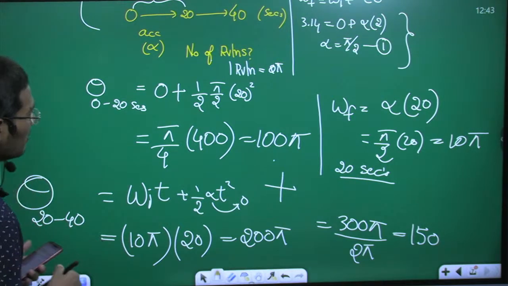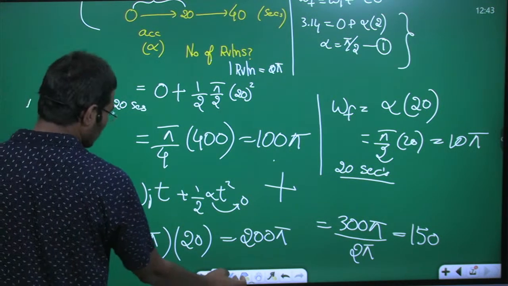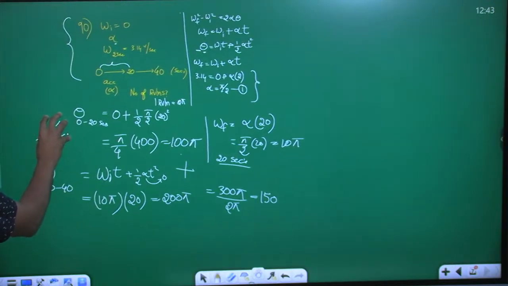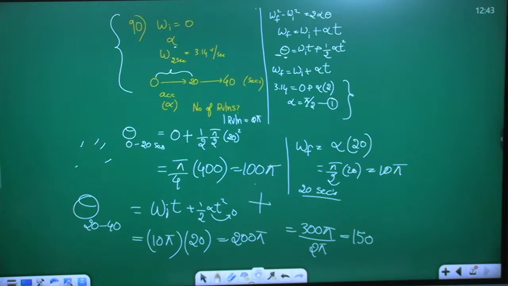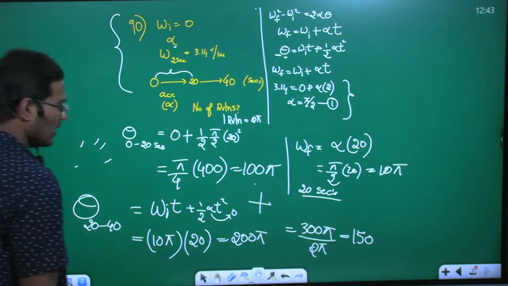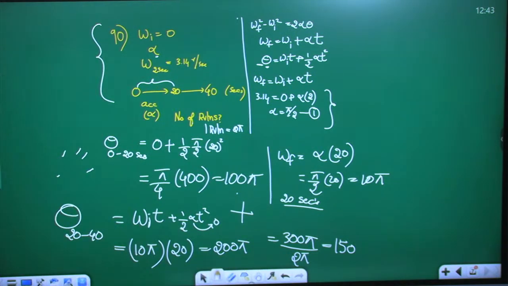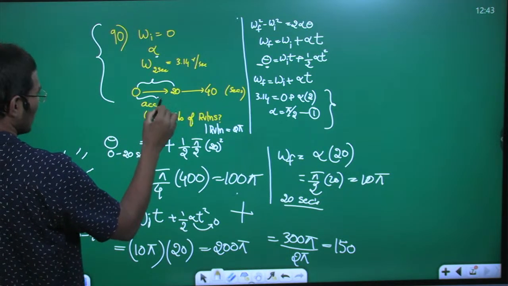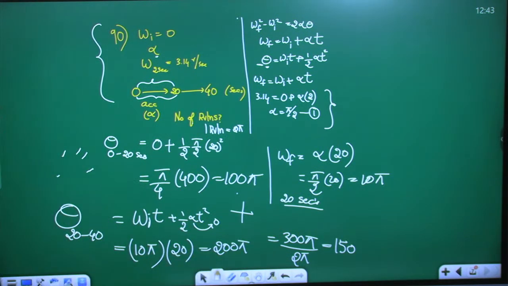See the concept involved. We are trying to use multiple equations. See, the questions are not direct. We are trying to use multiple equations and finding the answer. First, what exactly we have done: we have tried to find the theta for 0 to 20 seconds and 20 to 40, then we added them.